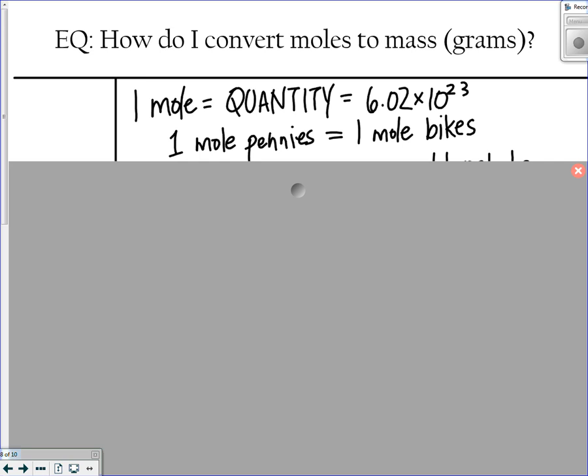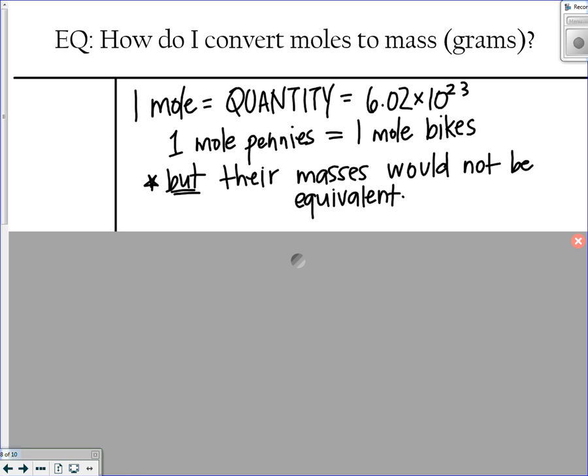But even though the number would be the same, their masses would not be equivalent. I think we can all agree that 1 mole of bikes would weigh a lot more, right? 1 bike weighs a lot more than 1 penny. So then if you have 6.02 times 10 to the 23rd bikes, well, that's going to weigh a lot more than a mole of pennies. So just get in your head that idea that a mole is a quantity. It's a unit of counting that we use in chemistry.